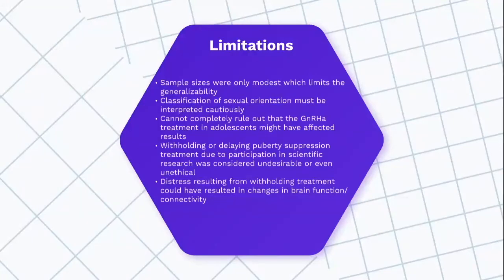Withholding or delaying puberty suppression treatment, which prevents further sexual maturation and leads to relief of distress due to participation in scientific research, was considered undesirable or even unethical and could not be tested. Symptoms of depression are known to affect brain functioning/connectivity. This later finding suggests that distress resulting from withholding treatment would have caused changes in brain function and connectivity and would have therefore messed up the results.